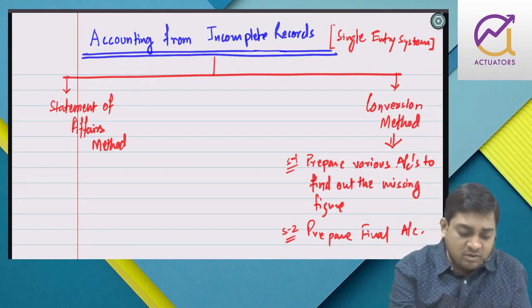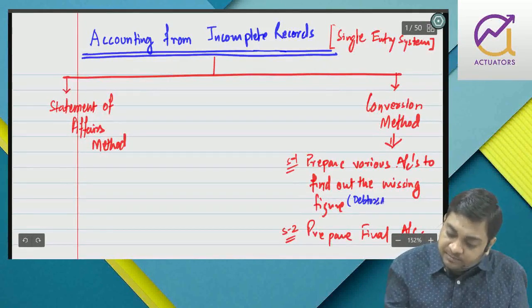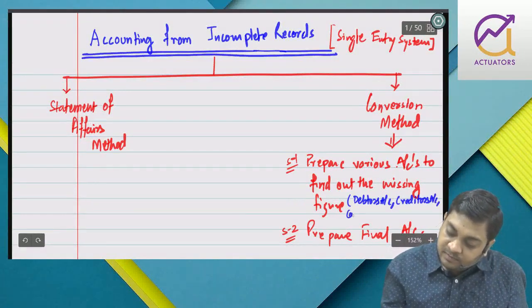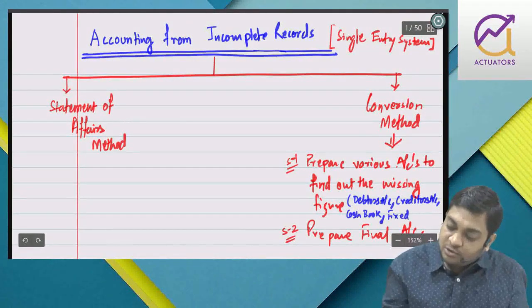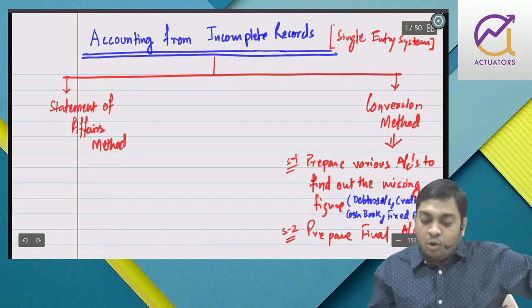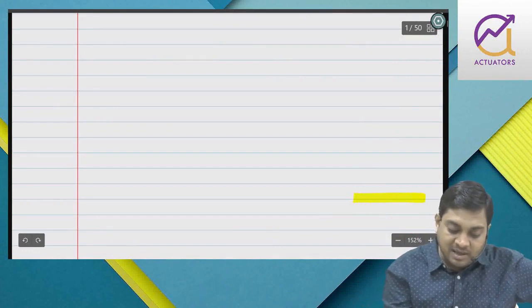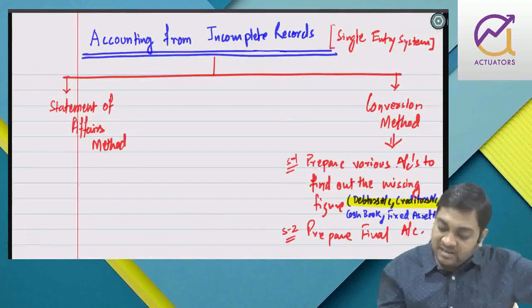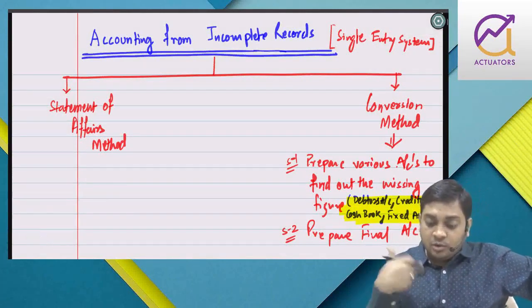So what are the various accounts that we have to prepare? Just commonly I am telling you, we might have to prepare debtors account, right? Then we might have to prepare creditors account, then sometimes cash book, cash and bank, then sometimes they might also ask you to prepare fixed asset account, right? So all these accounts we have to prepare, and something or the other we will get as balancing figure. Either we will get something as balancing figure, or I'll get some other data as balancing figure, right? That we will do whenever you do a problem.